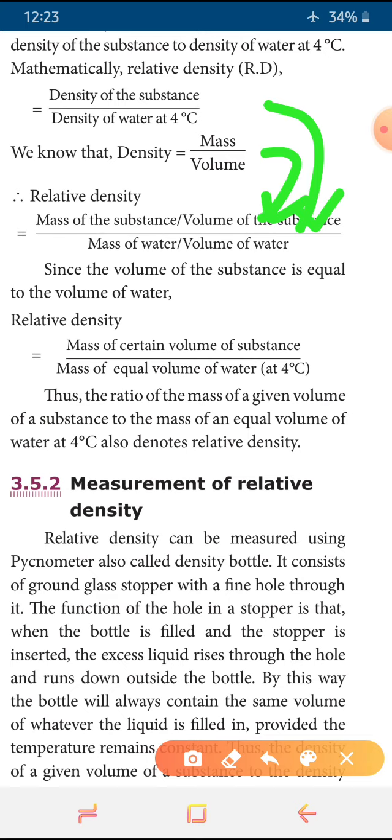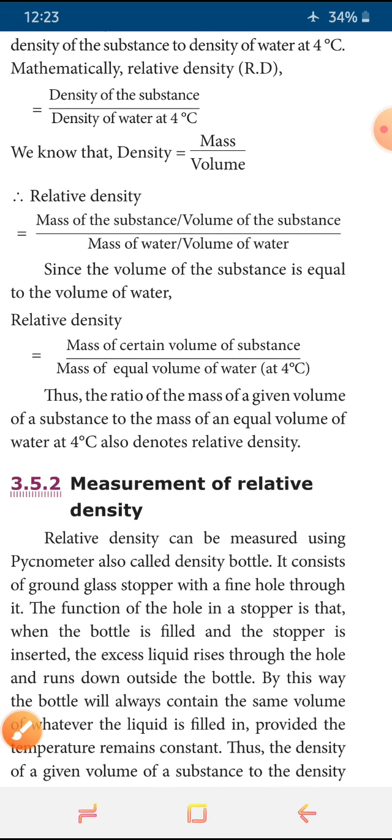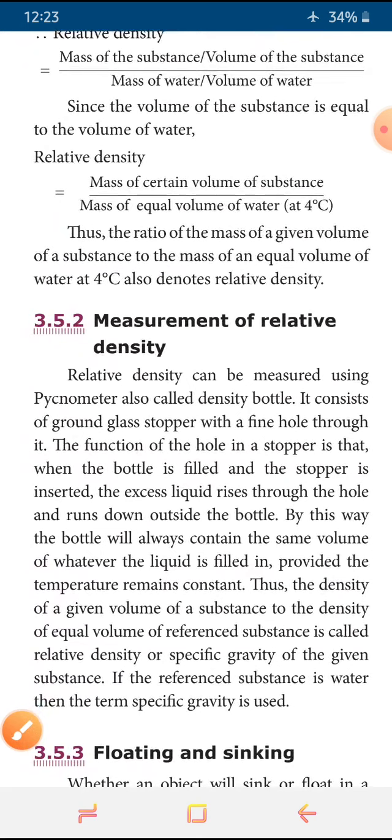So for relative density, when we calculate, we compulsorily have to take water. The density of water at 4 degrees Celsius value, and then whichever unknown substance density we take, divided by the water density. If we take that ratio, that is called relative density. Then measurement of relative density. So how to measure, we are going to see. Next is measurement of relative density.